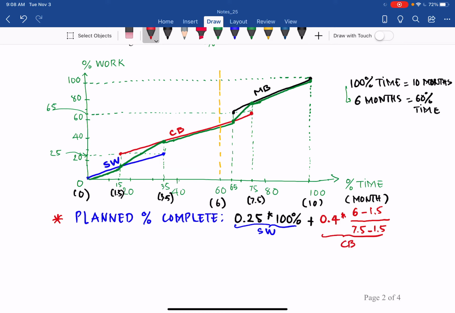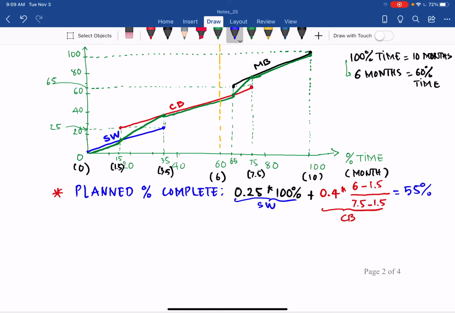So this is the concrete building. And of course, the metal building is not started yet. So it's 0% at 6 months, as you can see, this starts at 6.5 months. So it's 0. So from there, we can determine the percent complete for this work is equal to 55%. So that is the planned percent complete.